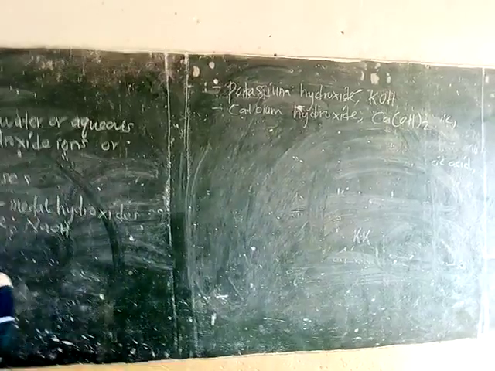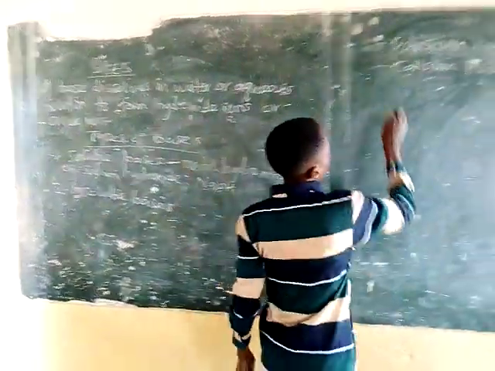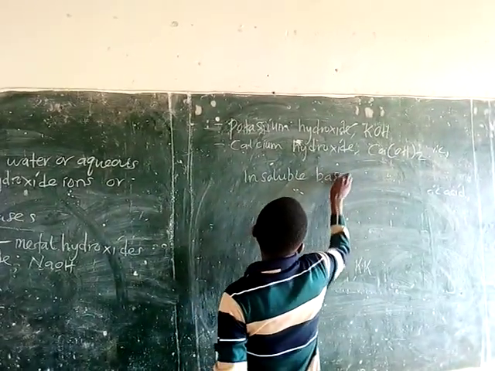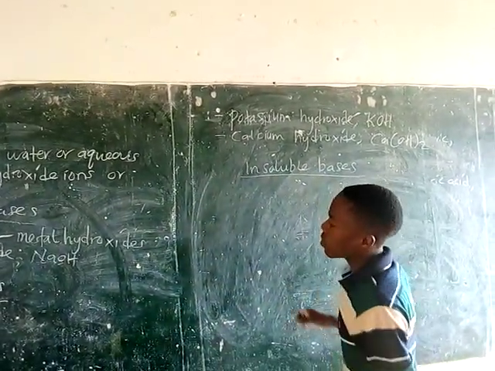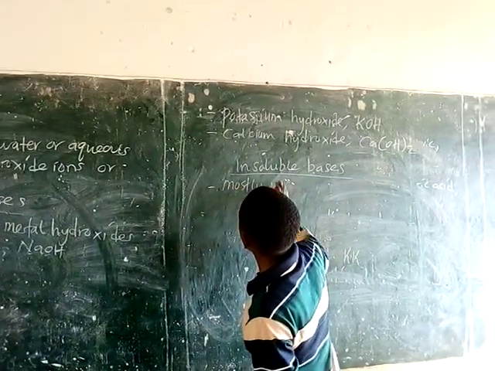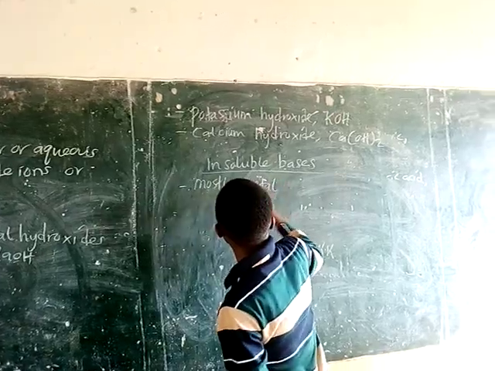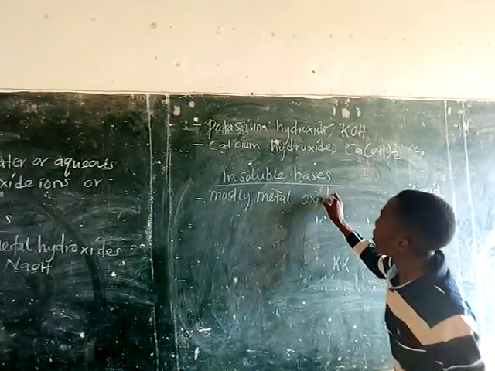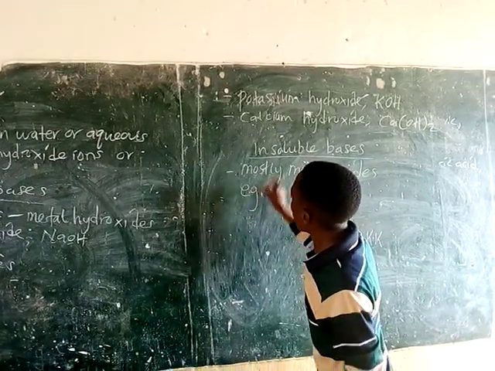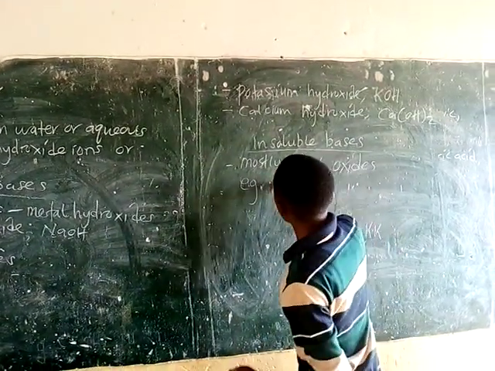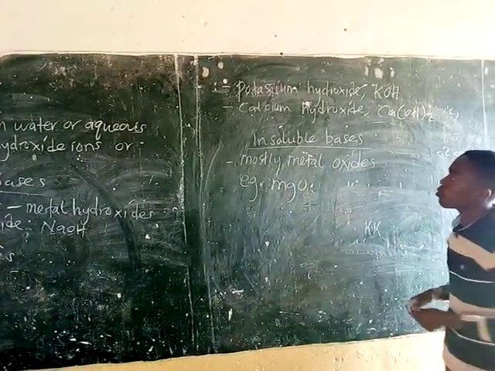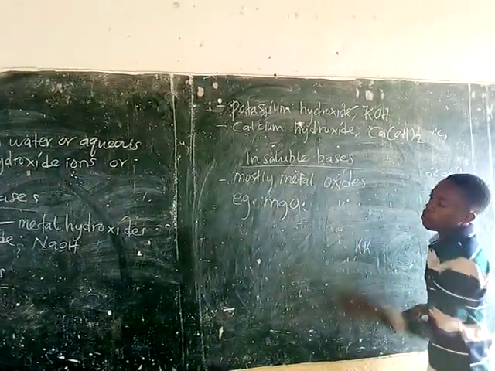Now, let's look at insoluble bases. Insoluble bases are mostly metal oxides. One example of an insoluble base is magnesium oxide. So magnesium oxide is one such example of an insoluble base.